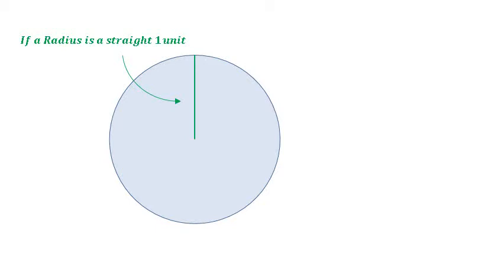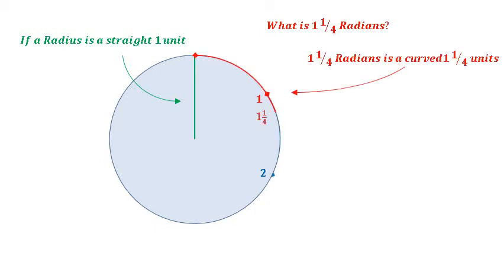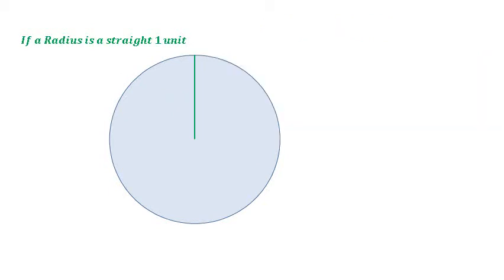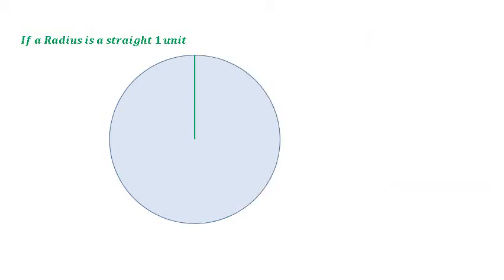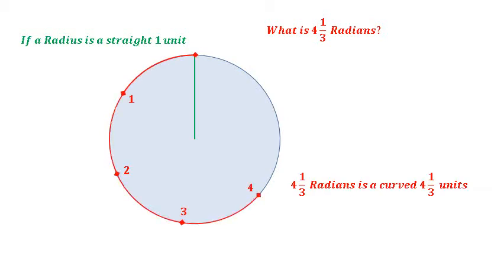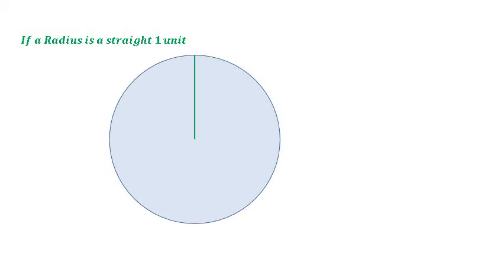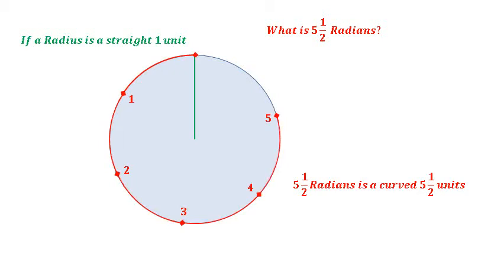So now, if your radius is 1 unit, what is 1 1/4 radians? It's just 1 1/4 units along the circumference. What if it's 2 4/5 radians? 2 4/5 radians is just 2 4/5 units along the line. If you're asked for 4 1/3 radians, just move 4 1/3 units along the circumference. If you want 5 1/2 radians, just move 5 1/2 units along the circumference.